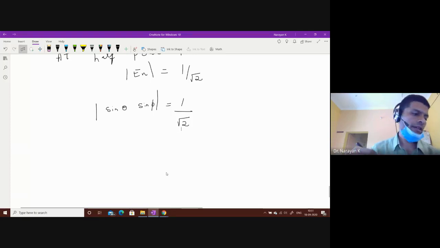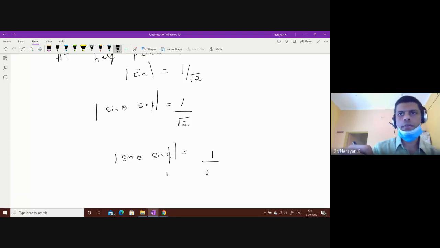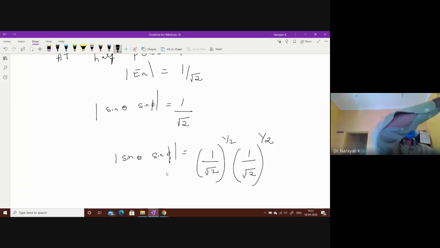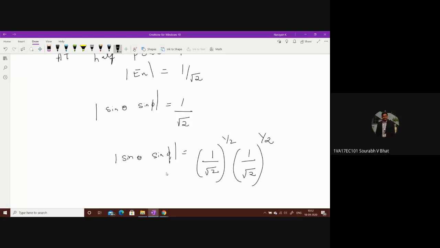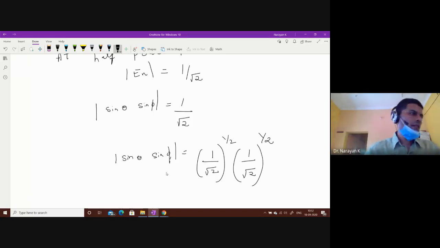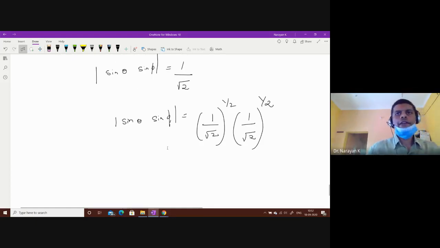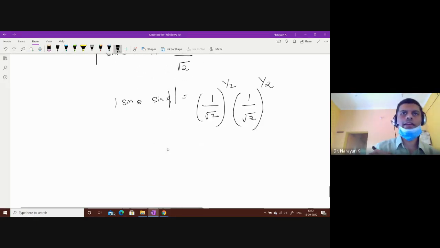Okay. Now I can rewrite this as sin theta sin phi is equal to 1 upon root 2 raised to the power half into 1 upon root 2 raised to the power half. Agreed? Can I rewrite like that? Yes, sir. Fine. So I will once again do one more mathematical magic here.